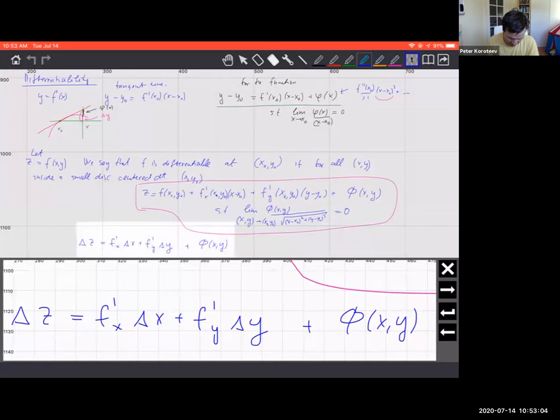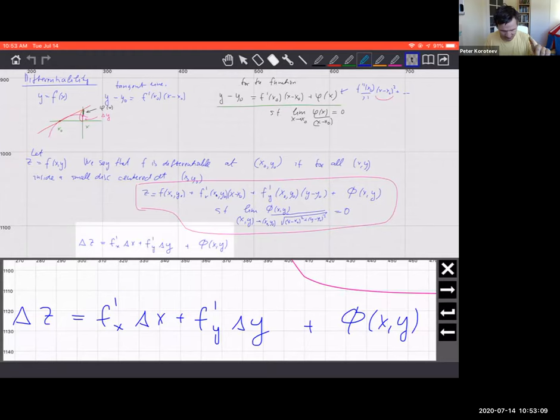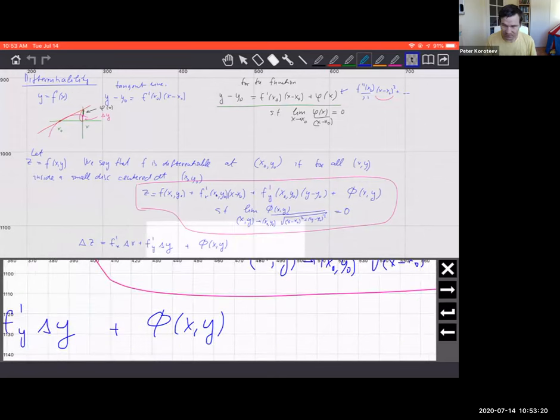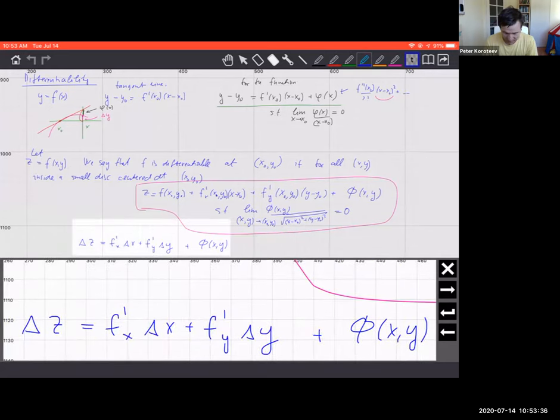Similarly, for a function of two variables, the change of the values of the function, delta z, is a linear combination of delta x and delta y, with coefficients being the partial derivatives, plus a function which approaches zero faster than linear. There is also a Taylor formula for multivariable functions. We'll write it, maybe tomorrow, maybe later.